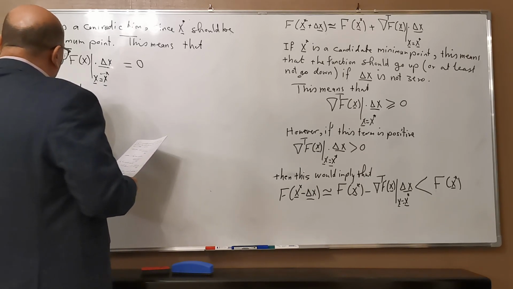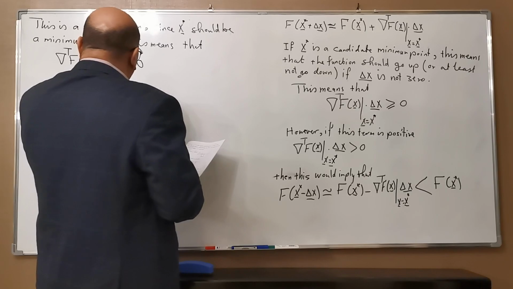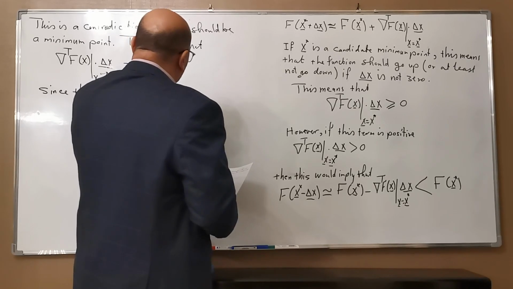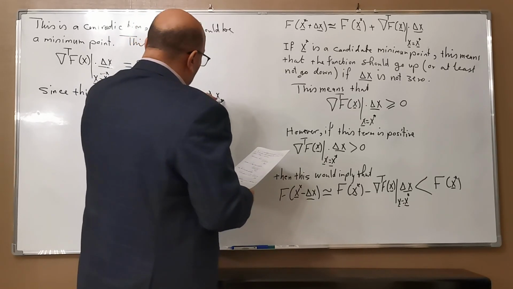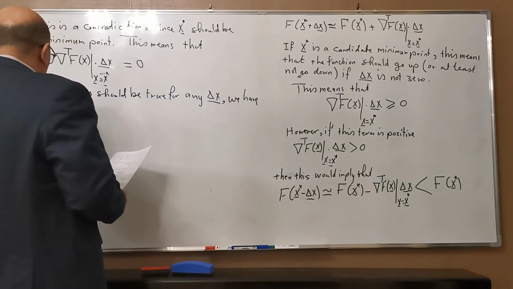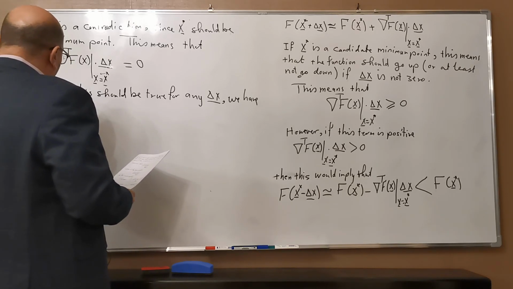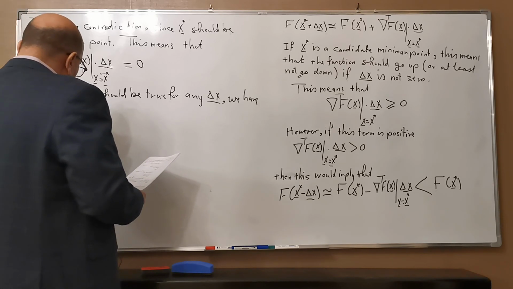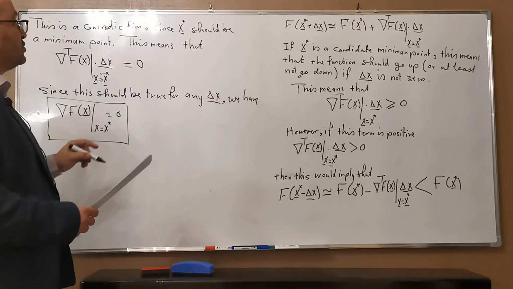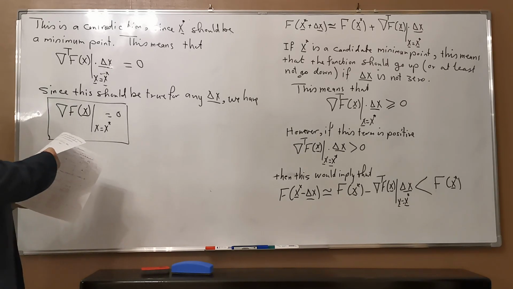So since this should be true for any delta x, we have the gradient of f of x at x equals x star should equal to 0. So this is our condition regarding the gradient or the first derivative. Okay?